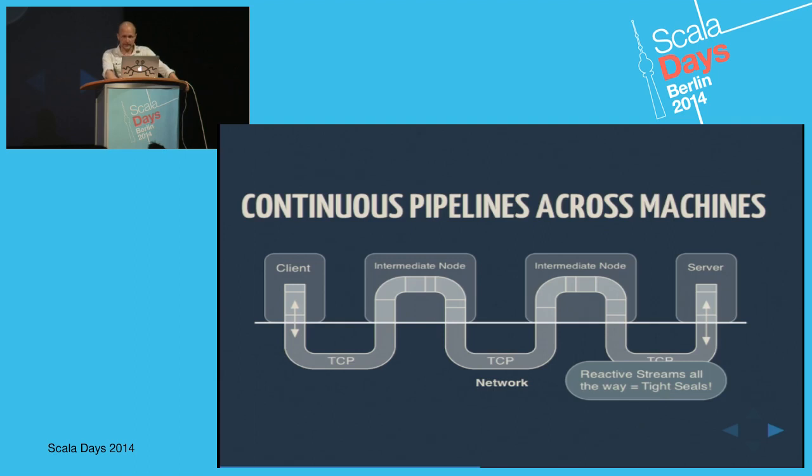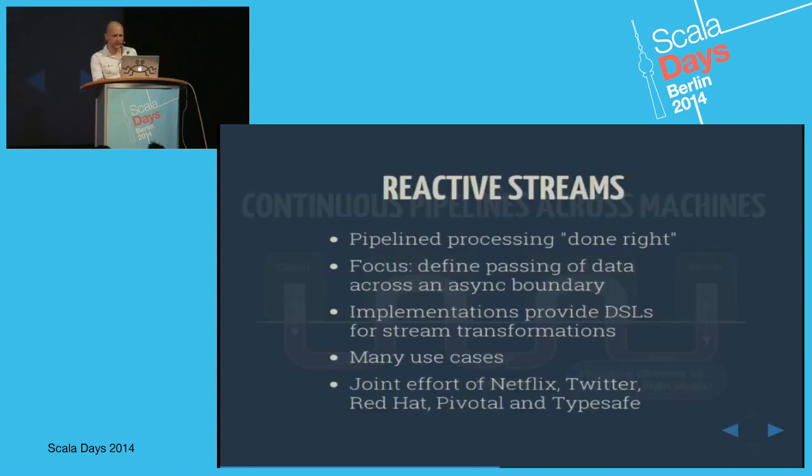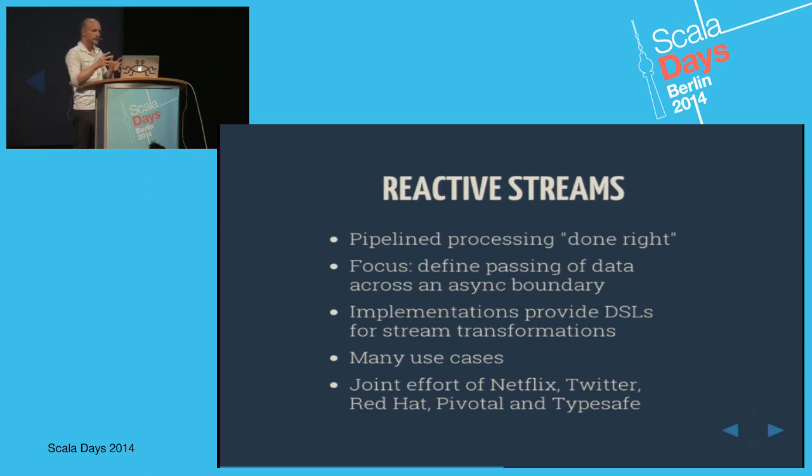So that's basically reactive streams all the way. Then it's like tight seals, right? There's no way to come out. So one chart, reactive streams. What are they? If you haven't seen the talk before, it's basically, I call it pipeline processing done right. The focus is on defining how you get data across this asynchronous boundary. And the reactive streams project is actually not more than an API that defines this, and there are different implementations, like akka stream is one implementation, and there are probably other implementations.